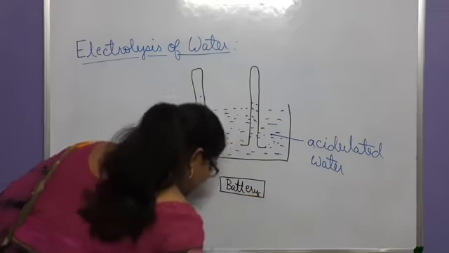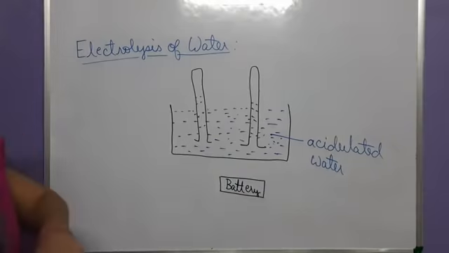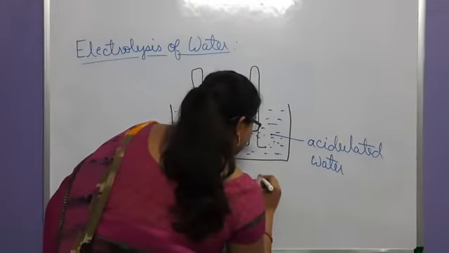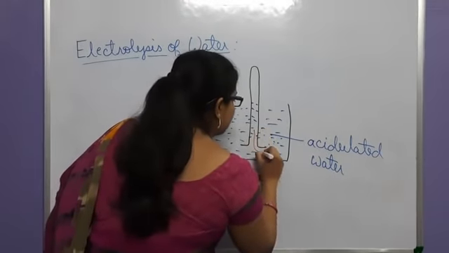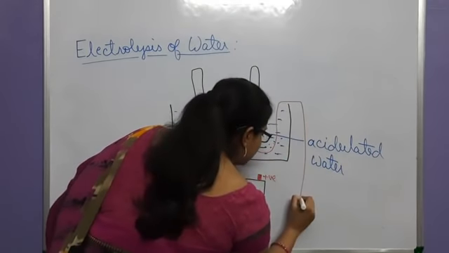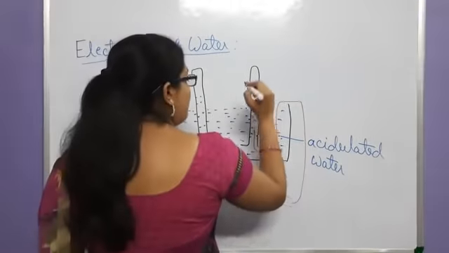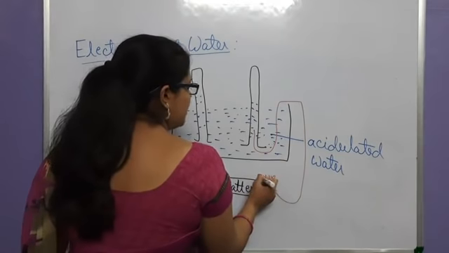Okay, now this battery has two terminals. The first terminal will be positive, and one wire is joined here at this electrode. So this will be the positive electrode, because it is joined to the positive terminal of the battery.